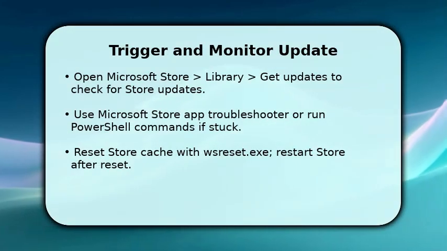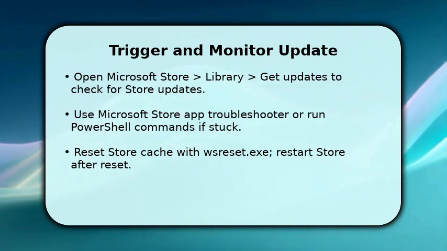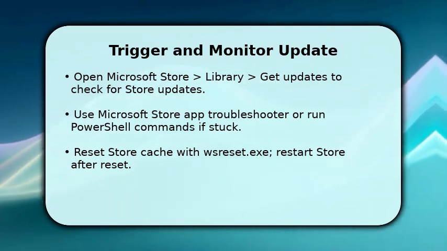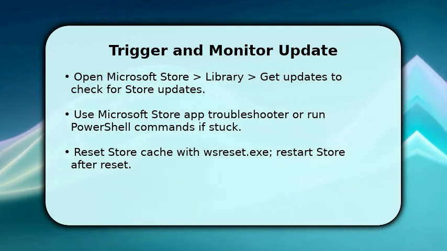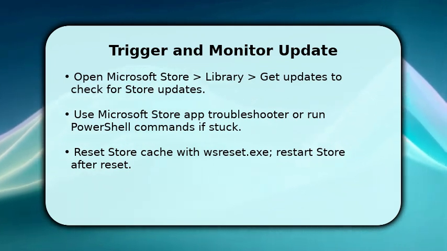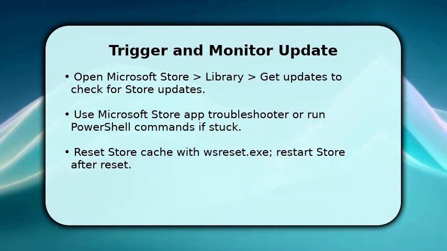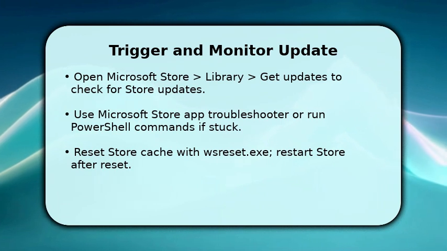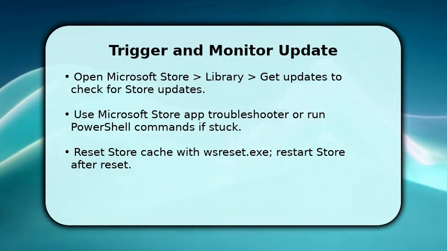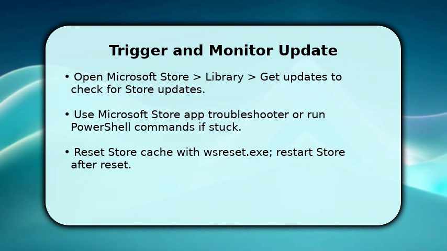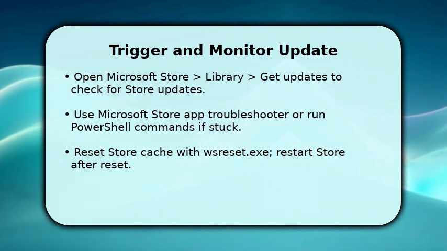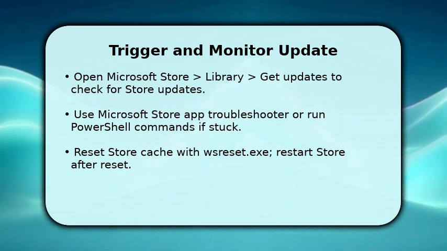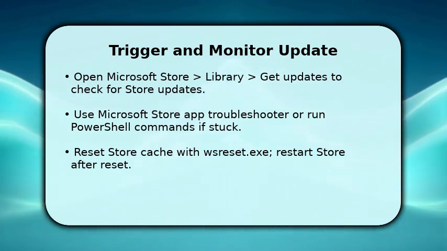Now trigger the update. Open Microsoft Store, go to Library, and tap Get Updates to download available Store and app updates. If the Store doesn't respond, run the built-in Microsoft Store Troubleshooter in Settings, Troubleshoot, or open an elevated PowerShell and re-register the Store package to refresh app registration. Alternatively, run WSReset.exe to clear the cache. Then restart the Store app so changes take effect and you can observe download progress and any error codes.